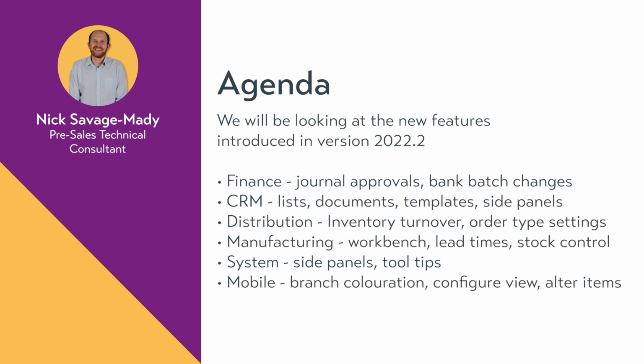Today I'm going to be taking you through the following agenda. We're going to have a look at the new features within the finance module. Then we'll have a look at some of the enhancements and new features within CRM. We'll then have a look at what's been added to distribution. After that, I'll switch across to systems and look at the manufacturing module and some of the new elements in there. And then I'll talk about some of the additions to the system as a whole. And then lastly, we'll take a look at the mobile app and some of the enhancements made into that.